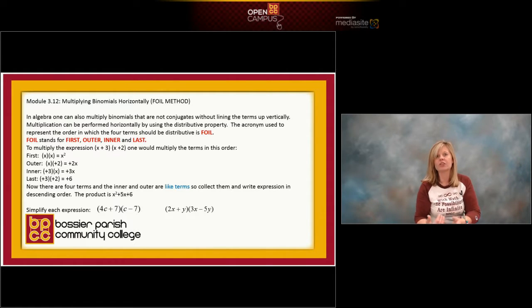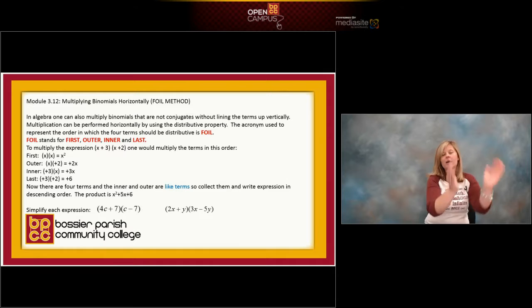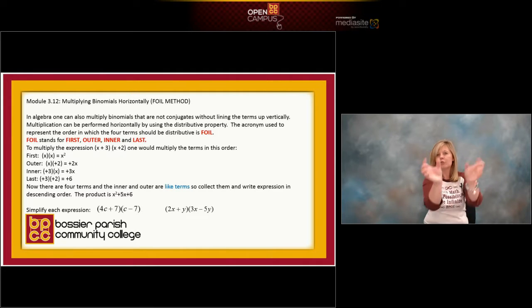So let's go to our PowerPoint and look at the example we're going to talk through. I want to multiply today x plus 3 times x plus 2. Well, clearly those are both binomial expressions. They have two terms, an x and a 3, an x and a 2. They are clearly not conjugates. Even though they both have the term x first, they do not have the same constant at the end. So they're not conjugates. Nor is the middle symbol the opposite. Remember, to multiply conjugates, you need a plus and a minus. So how do we multiply two binomials that are not conjugates without lining it up vertically like third grade math?